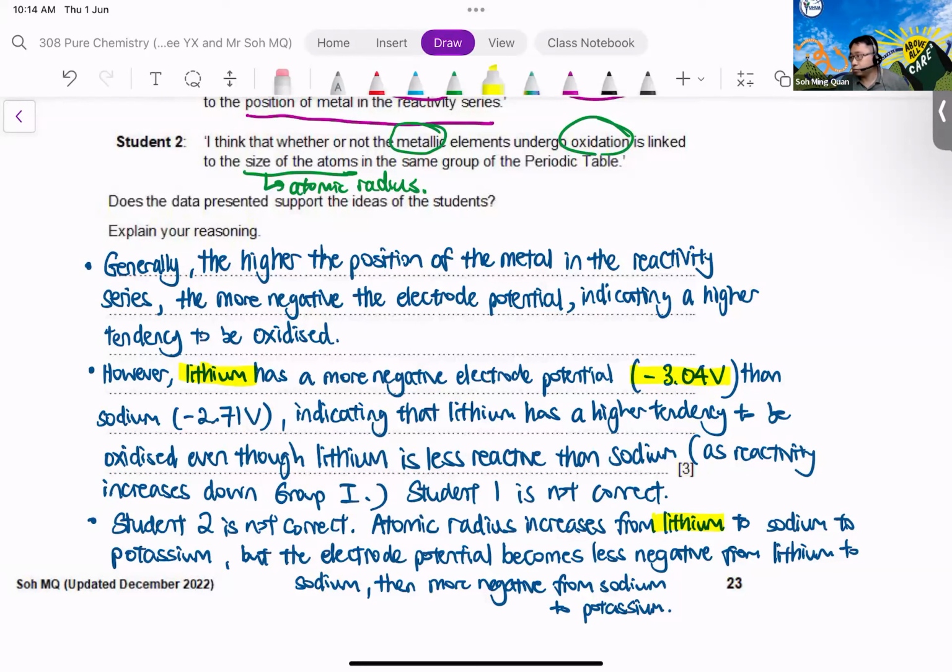Student 1's statement is about position in the reactivity series, meaning whether the metal is reactive or not reactive. If you notice, lithium is actually below sodium in the reactivity series. But yet, lithium has a more negative electrode potential. By right, if it's lower, less reactive, it should have a less negative electrode potential. But lithium has a more negative electrode potential. Therefore, you can see that the reactivity does not always correspond to how negative its electrode potential is.